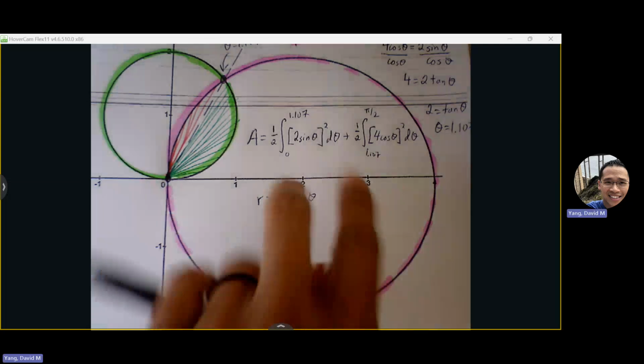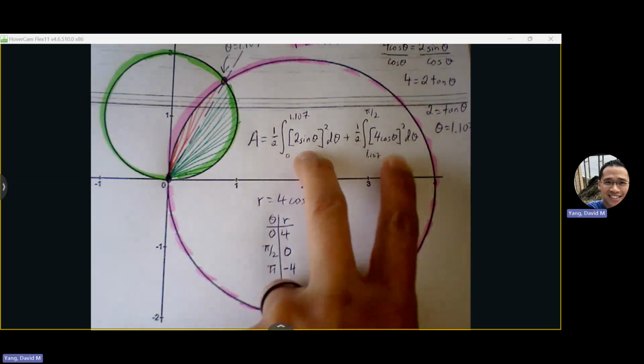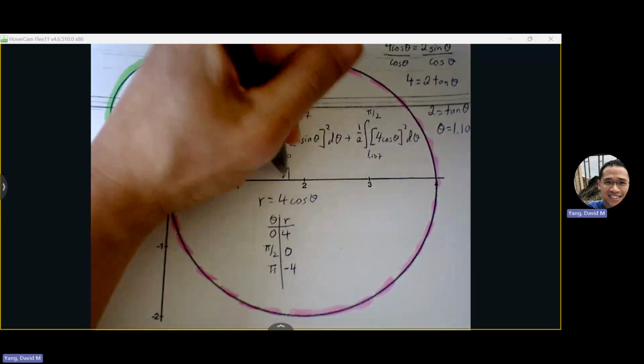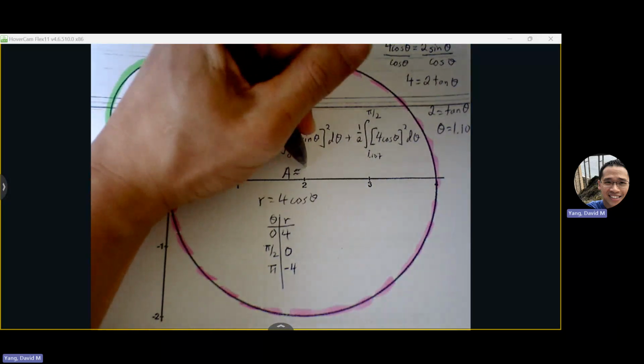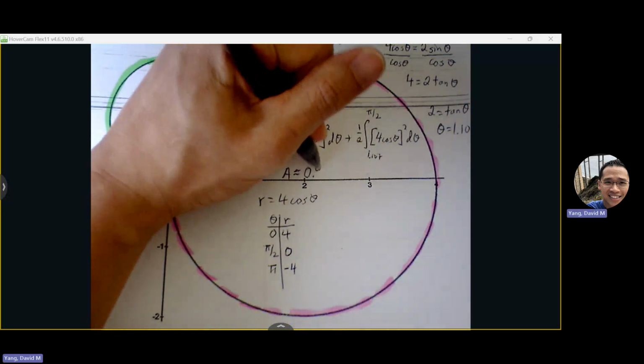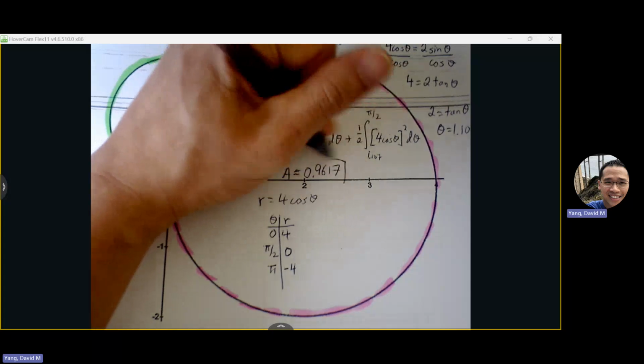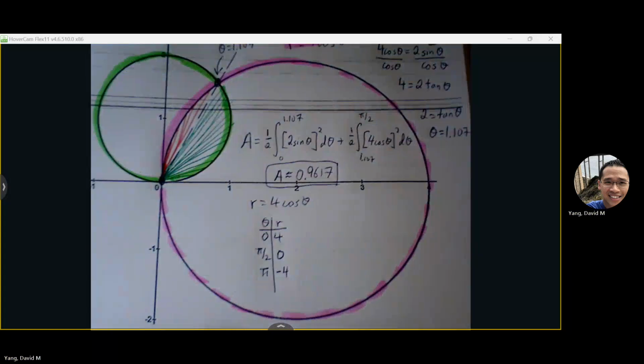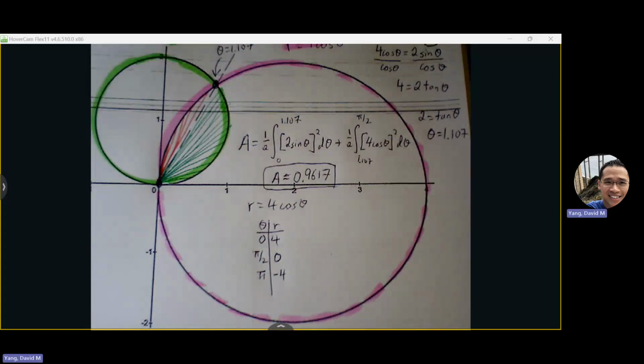Okay. So then let's practice plugging this in our calculator. We should be able to arrive at an area of 0.9617. And again, you can do all this in rectangular form. You don't have to get that polar form to show up with a theta to find our area.